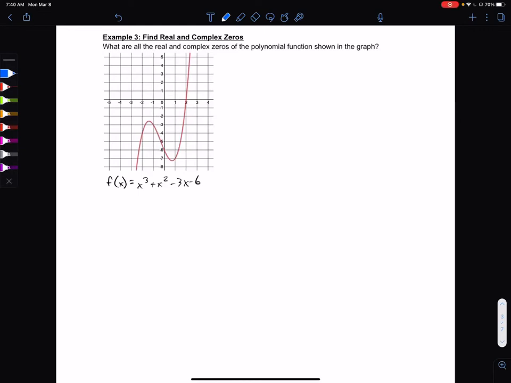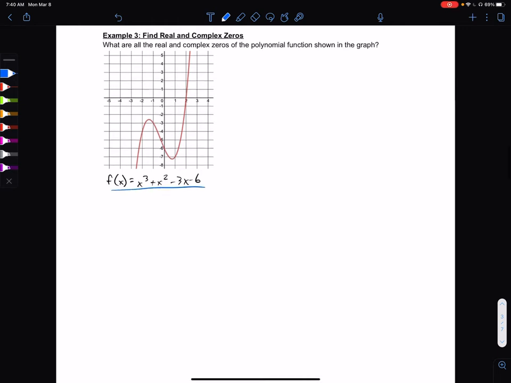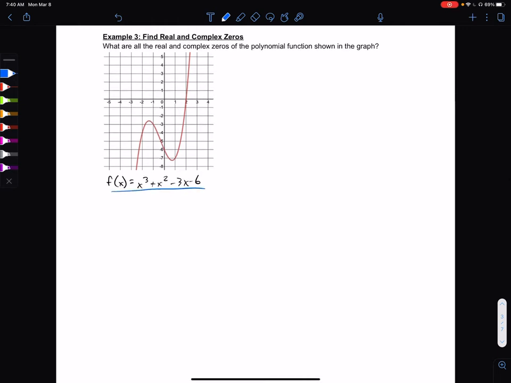Here in example 3, we're going to find real and complex zeros. They're asking us what are the real and complex zeros of the polynomial function shown in the graph, and then we have the polynomial function listed here. So we want to figure out what those real and complex zeros are. Before I get into the function and trying to factor this, I can use the graph to my benefit. What I notice is that one of my zeros is going to be 2. My graph crosses through 2, so I have a 0 of 2.